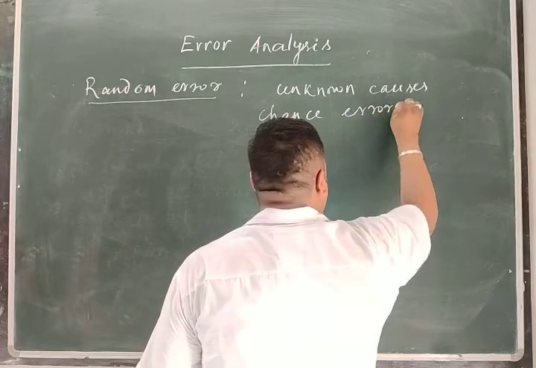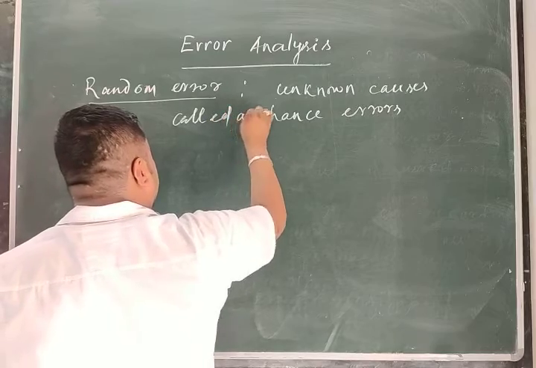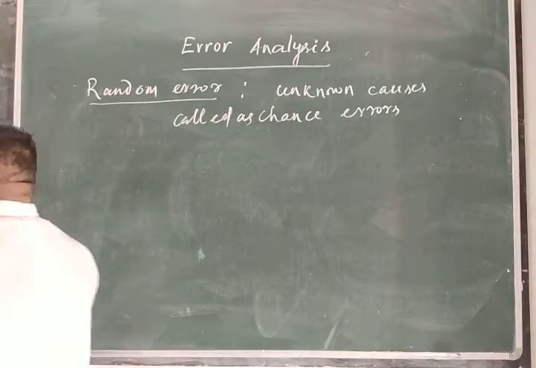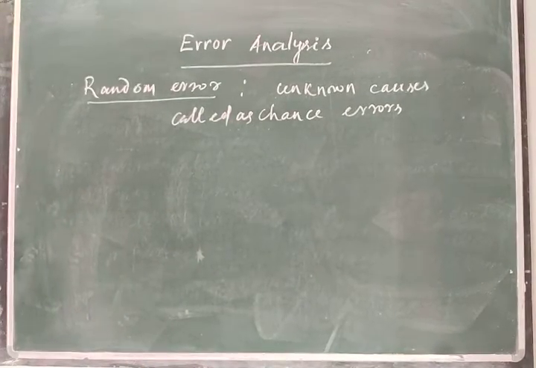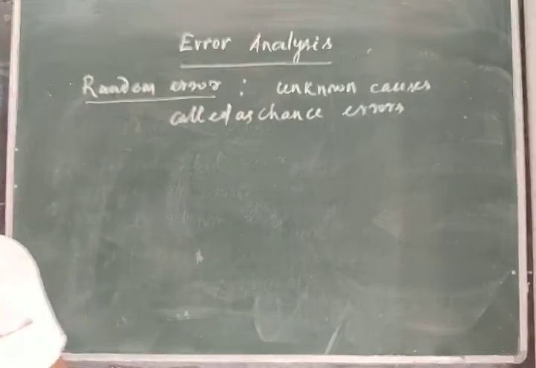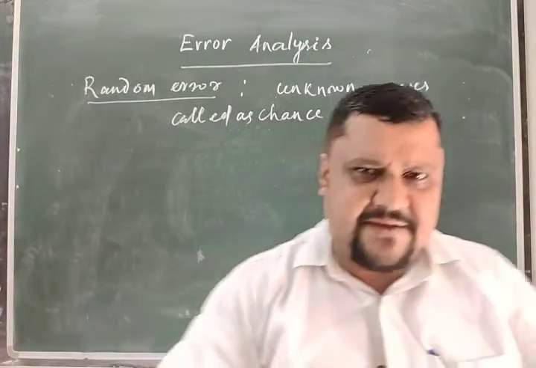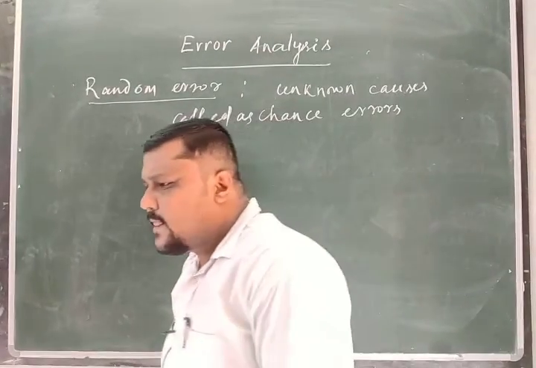These are also called chance errors, meaning this error is by chance, and this error is random. Random means there is not a definite pattern; it is random.